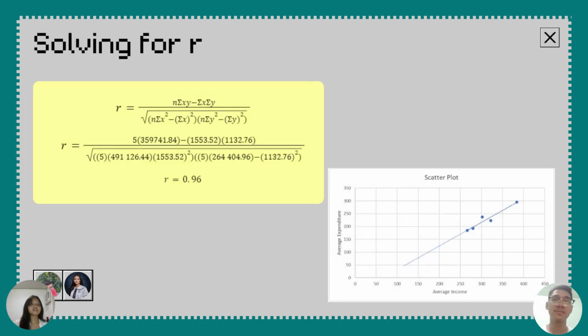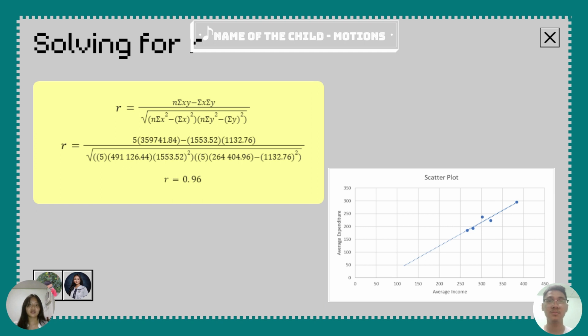That's right. This can be said because the absolute value of R is close to 1 or is between 0.8 and 1. We can also test the claim that there is a correlation between the average income and average expenditures of the 5 regions. To do this, let us identify the hypothesis and level of significance.